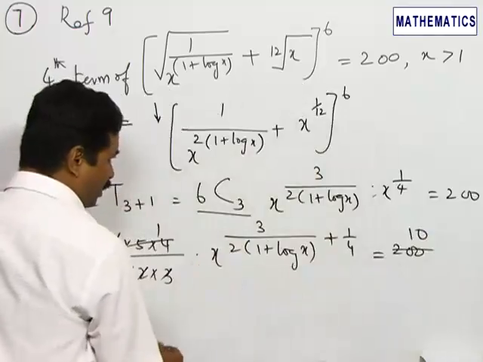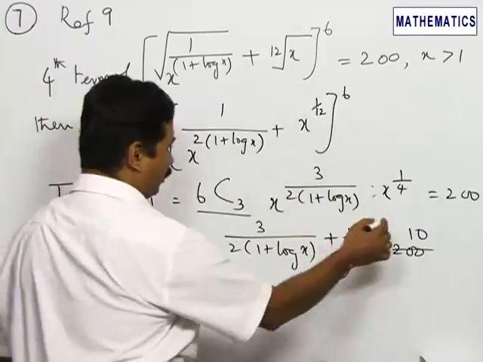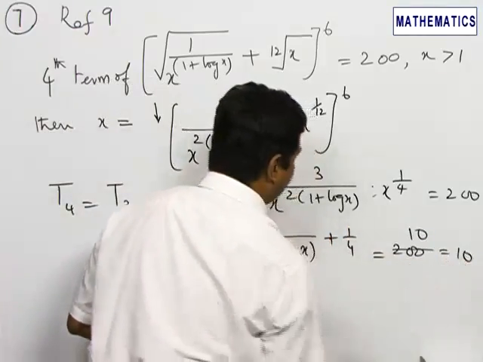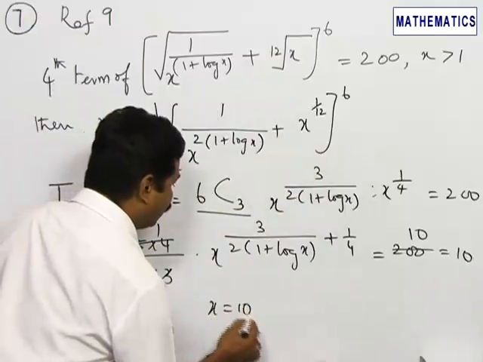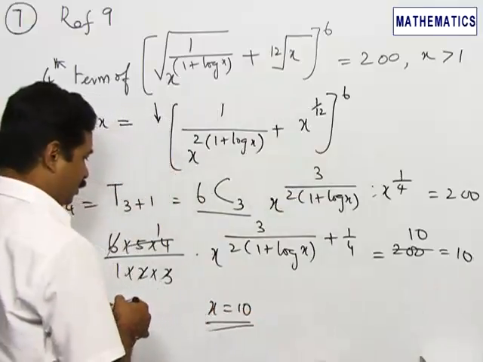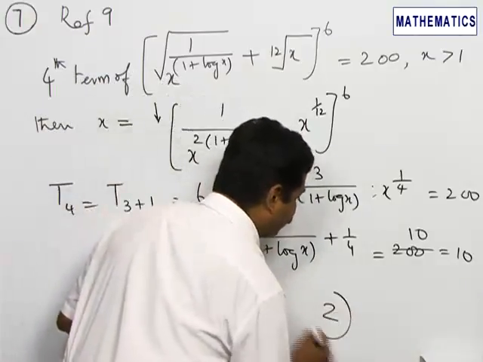So clearly we can say that x raised to the power of that exponent is equal to 10, which satisfies the given equation. The value of x is going to be 10. So out of the 4 choices given, the correct choice is 2.